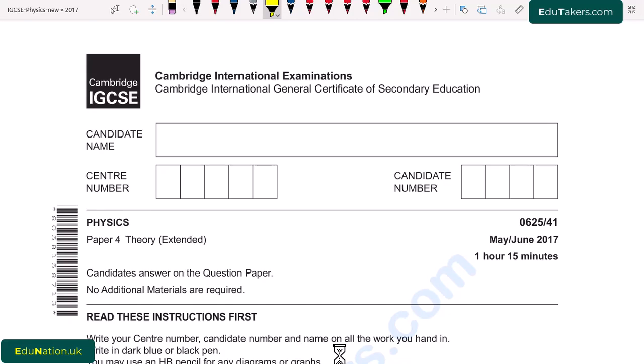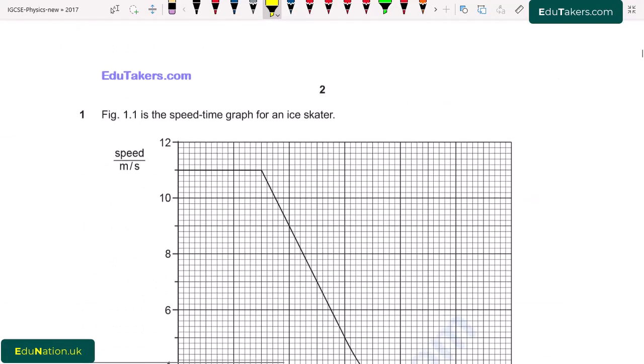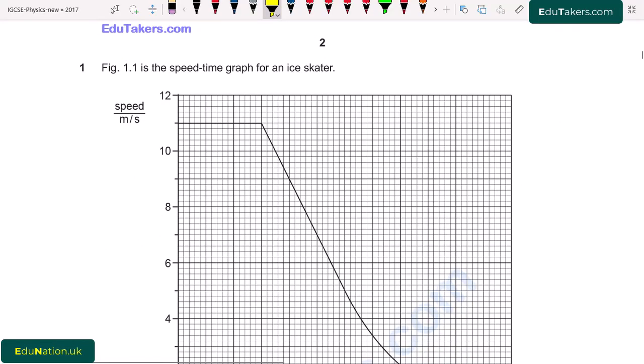Today we are going to solve Cambridge IGCSE Physics Paper 4 Theory Extended held on June 2017 and paper code is 0625 with variant 41. So let's start from question number 1. Here is question number 1. Figure 1.1 is the speed time graph for an ice skater.